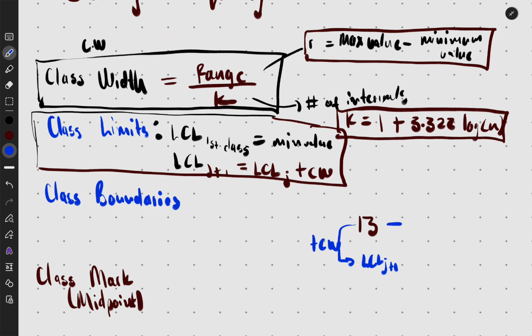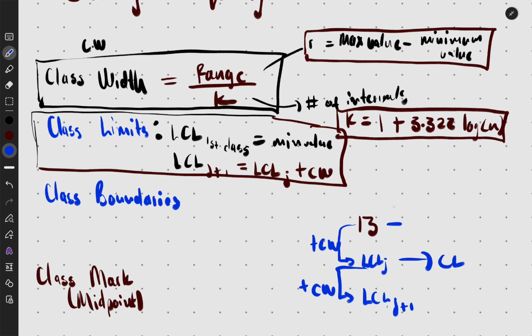We subtract one thing from what will be the lower class limit, but to get this other lower class limit, you add class width. If you add class width, it takes you to the next lower class limit. So you must know that if you then add class width, you don't get the upper class limit. No. You don't say lower class plus class width gives upper class.